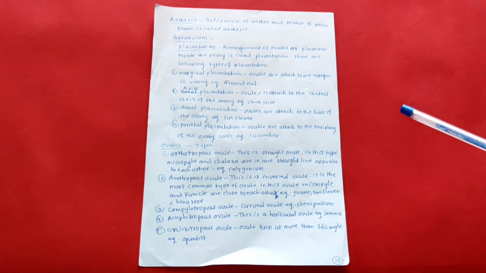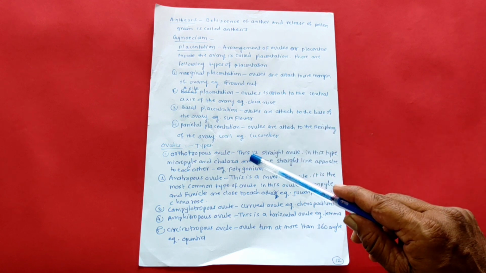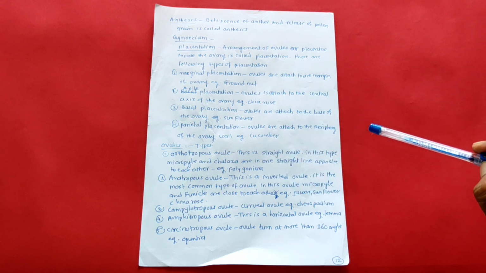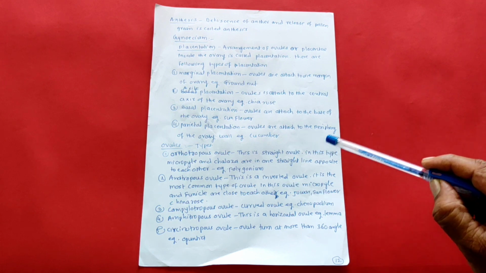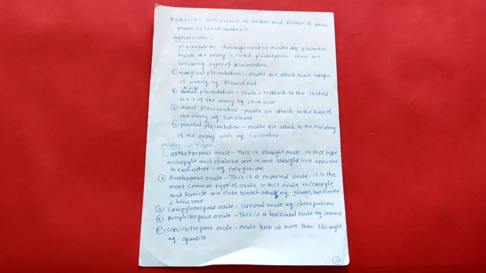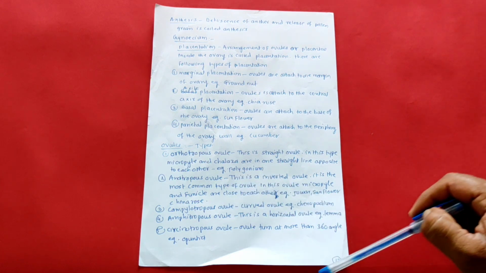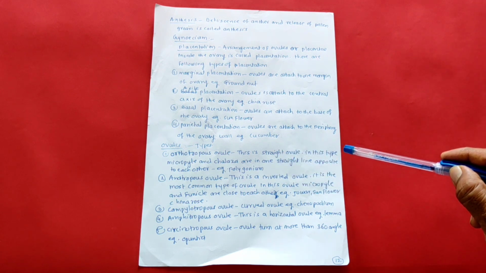Ovules are attached to the base of the ovary. Example, sunflower. And last one is parietal placentation. Ovules are attached to the periphery of the ovary wall. Example, cucumber. Then we study about the ovules. There are many types of ovules. Orthotropous ovule, this is a straight ovule.